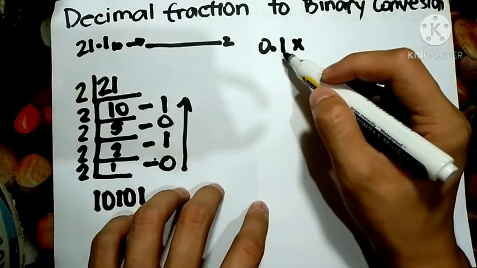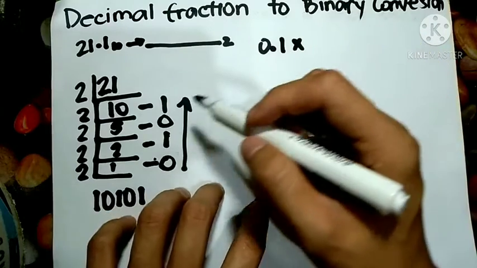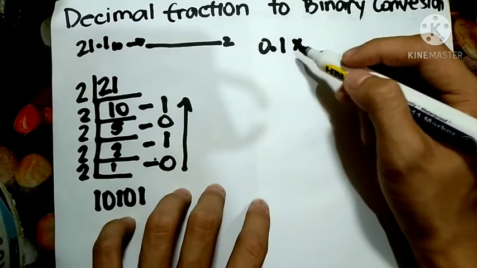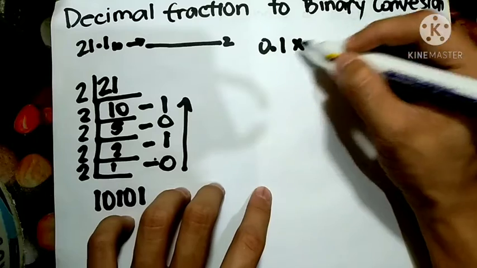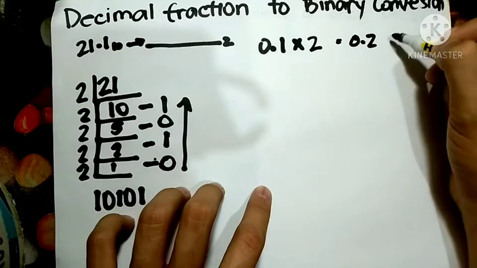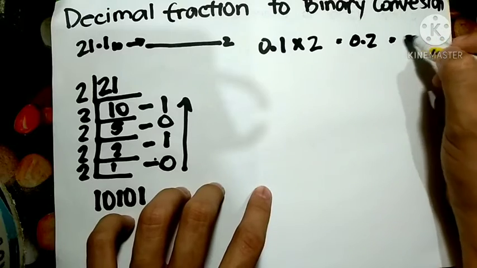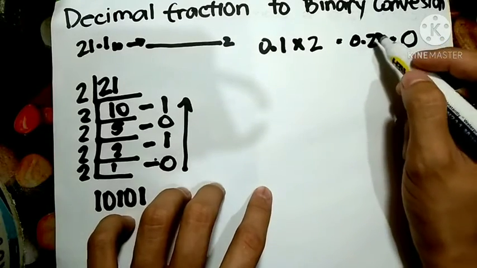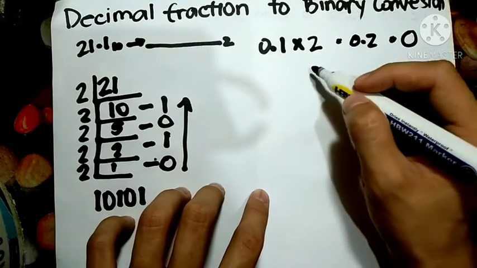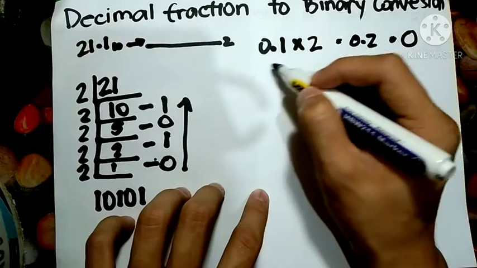Let's start with the decimal. The first thing we need to remember: if we divide the whole number by 2, we need to multiply the decimal number by 2. So 0.1 times 2 is equal to 0.2, and the whole number is equal to 0. We will multiply again our answer by 2 until we get 0. So let's try it.